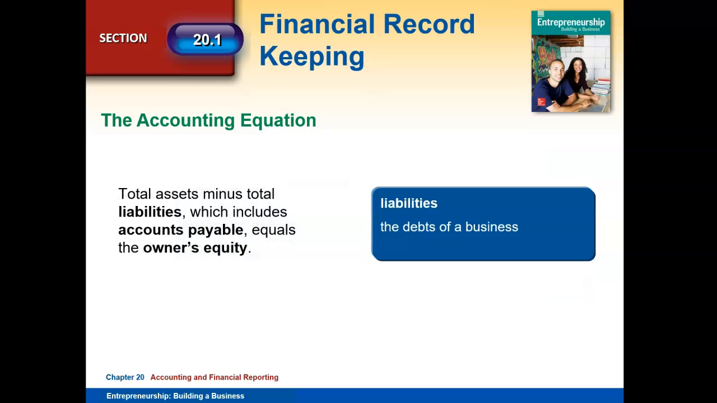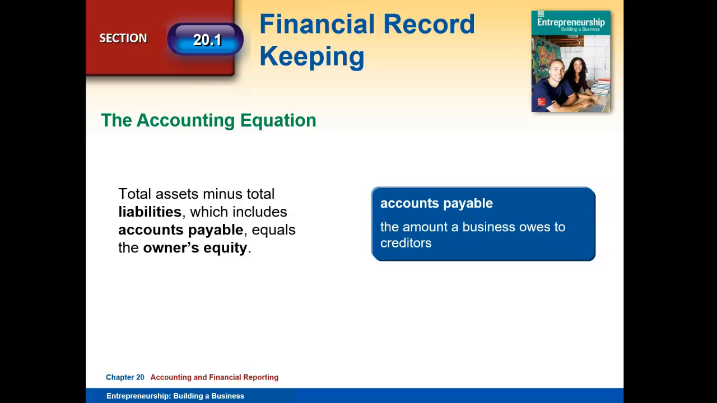The accounting equation, we're almost there. Total assets minus total liabilities, which includes accounts payable, equals the owner's equity. So this is an algebraic formula that is easy to manipulate. It only has 3 parts, and here is another way to look at it. Assets minus liabilities needs to equal owner's equity, or we say assets equals liabilities plus owner's equity.